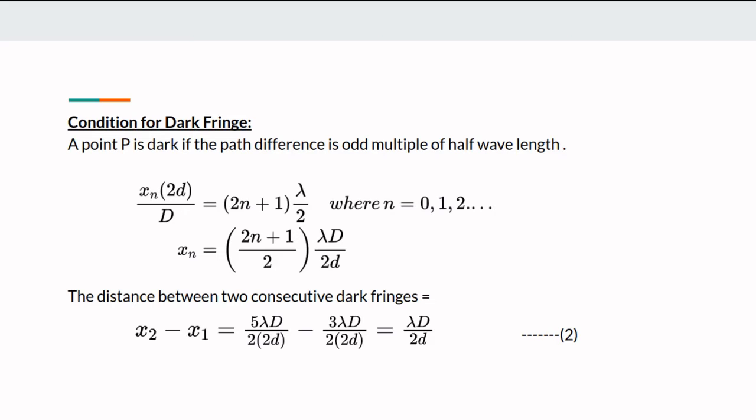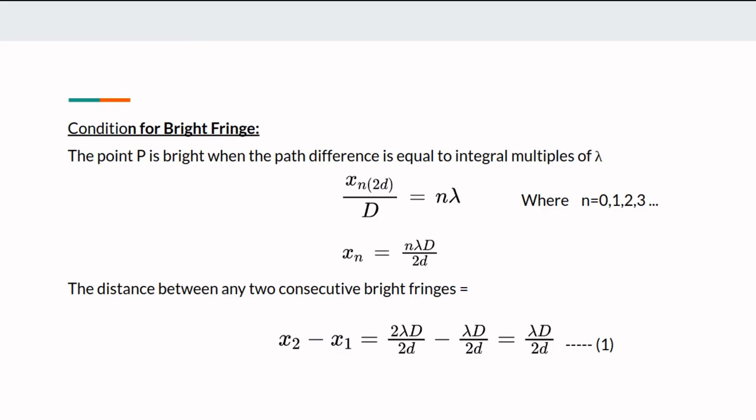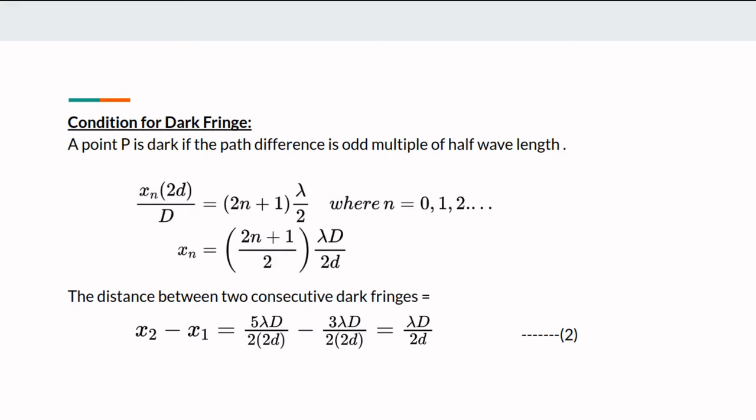The distance between any two consecutive dark fringes is equal to x2 minus x1. Here also you get lambda D by 2d. In the last case, we derived the distance between any consecutive bright fringes, that is equal to lambda D by 2d in equation 1. Similarly, in this case, x2 minus x1 is equal to lambda D by 2d.